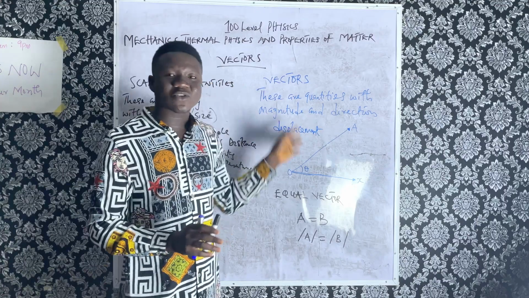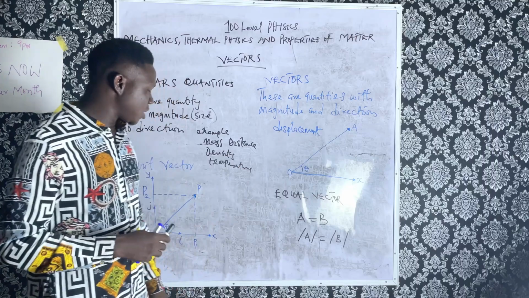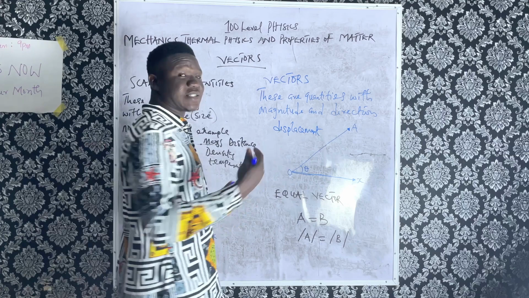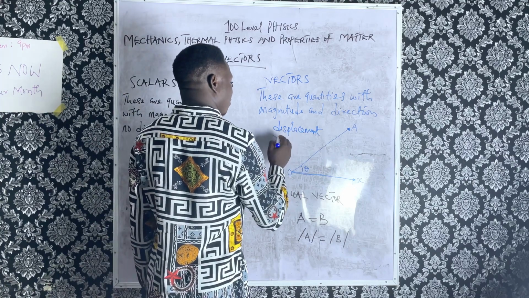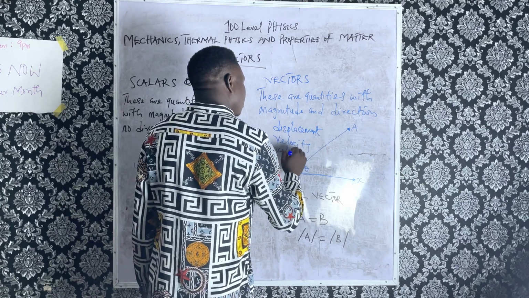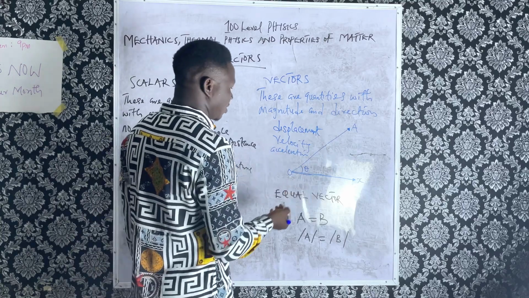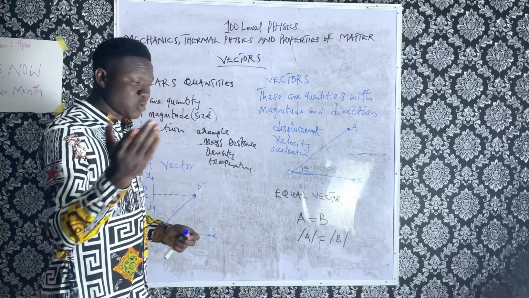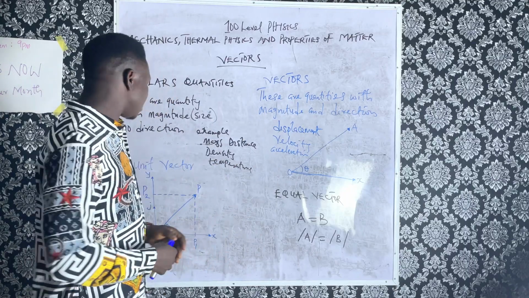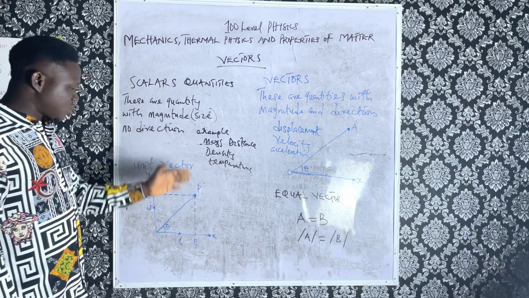So vector quantities have both magnitude and direction. After knowing all this, let me list out some examples of vectors. We have velocity, we have acceleration. There are so many. I'll give you the opportunity to take your time to search out more of the vector quantities. Now, we have something here, unit vector.